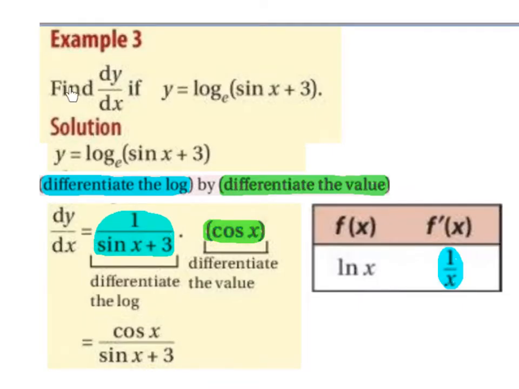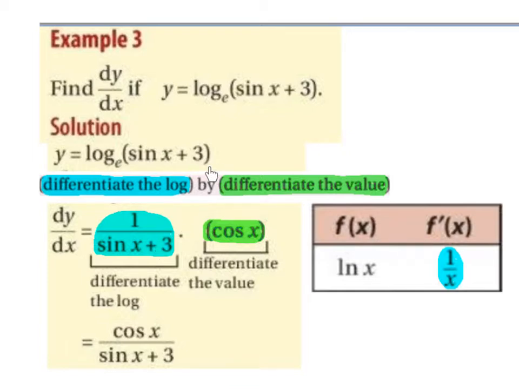Example 3. Find dy/dx if y equals log base e of sine x plus 3. So y equals log base e of sine x plus 3. So we're going to use the chain rule. So we differentiate the log, so this is the outside. So log base e, so if our f of x is ln x, or the natural log of x, or log base e x, the derivative is 1 over x. So we get 1 over sine x plus 3. So we keep the angle.